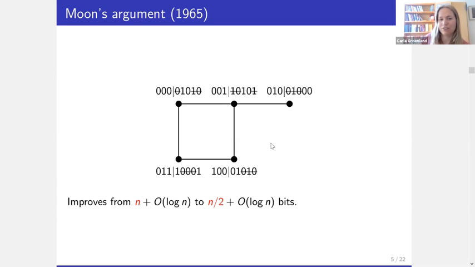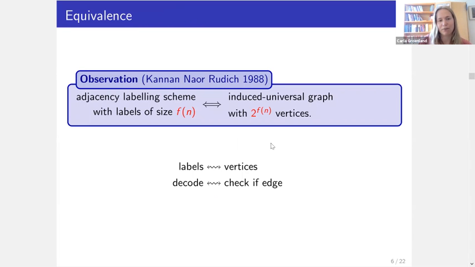Okay. So why did we want these labeling schemes again? Well, we wanted to construct these induced universal graphs. But it turns out these notions are actually sort of equivalent. If we consider the labels in an adjacency labeling scheme, then we can create an induced universal graph by having as vertex set the set of labels. So if we have labels of size f(n), then there are 2 to the f(n) possible bit strings, so we have 2 to the f(n) possible vertices. And you can check that this correspondence gives the claim that from an adjacency labeling scheme with labels of size f(n), you can make an induced universal graph with 2 to the f(n) vertices, and vice versa.